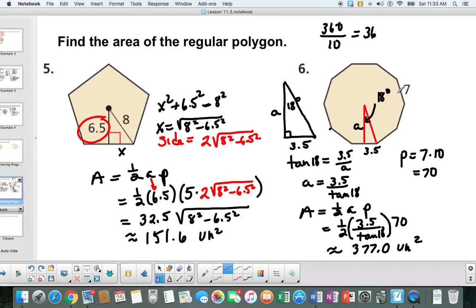Now, this was a decagon, which has 10 sides, so 36. Take half, that's 18, and I drew a nice big version of my right triangle. The only thing I really needed was my apothem, so I went ahead and used the trig necessary to figure out my apothem, and I put the apothem right in here. My perimeter was easy to find because it was just 7 times 10, and then I had my answer.